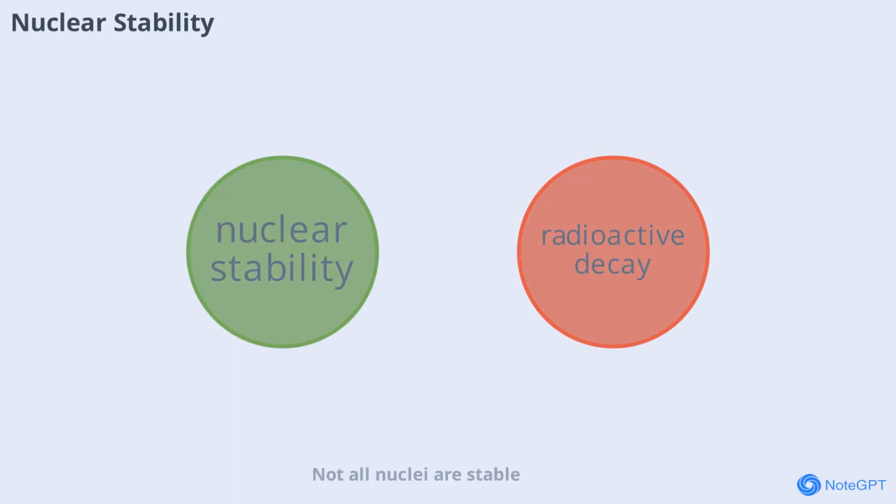Not all nuclei are stable. The stability of a nucleus depends on the ratio of protons to neutrons. If this ratio is too high or too low, the nucleus can become unstable and undergo radioactive decay. Stable nuclei are found in nature, while unstable ones are often created in laboratories or during nuclear reactions. Understanding nuclear stability helps explain the existence of different elements and isotopes.